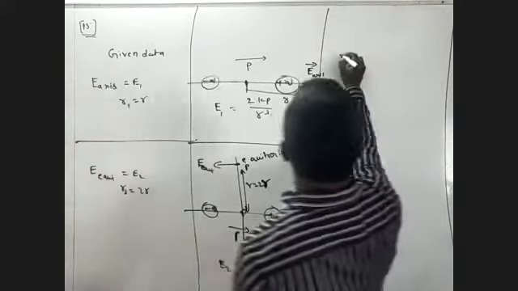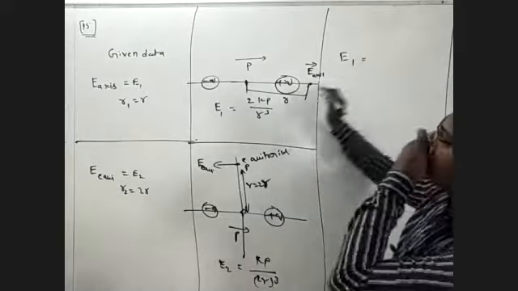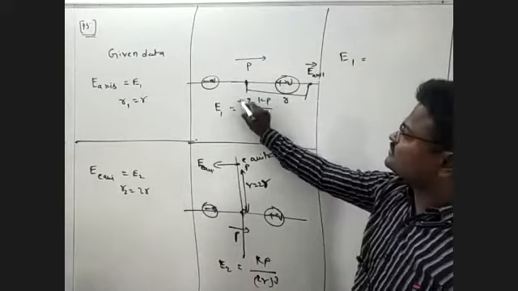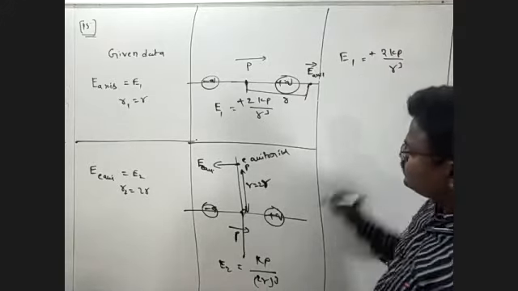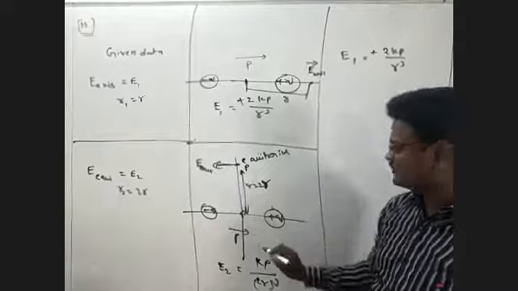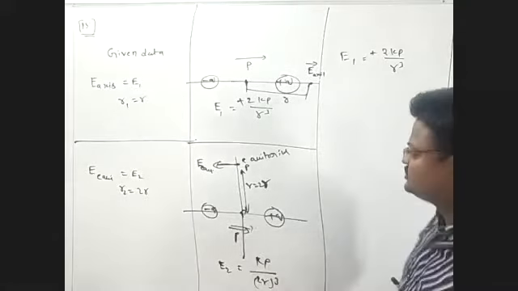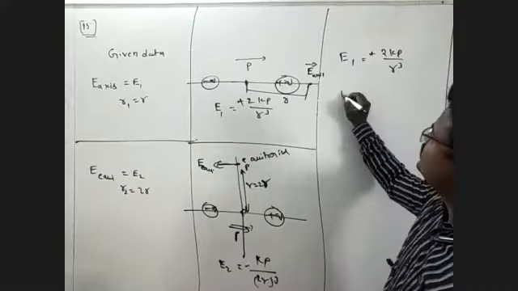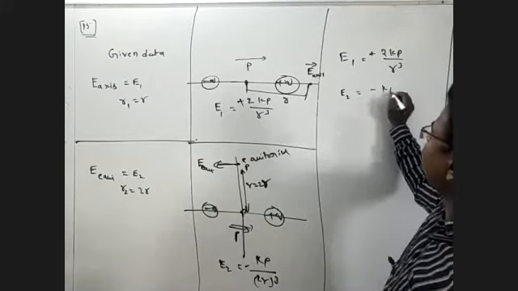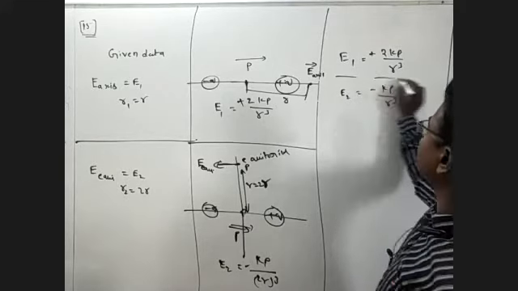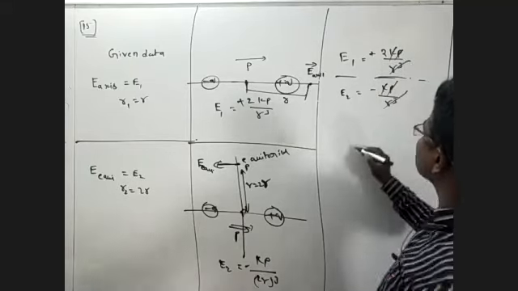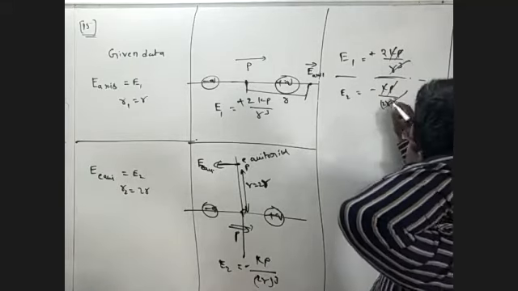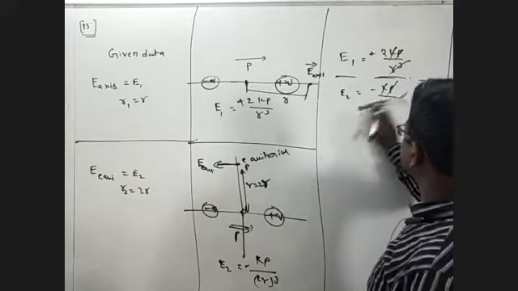Now E1: p bar and E bar are in the same direction, so it is positive, 2kp by r cubed. You see, this is the direction of the equatorial field and this is p bar. Both are in opposite directions, so we take minus. So E2 is equal to minus kp by (2r) cubed.